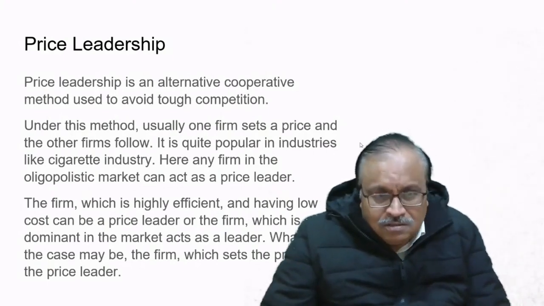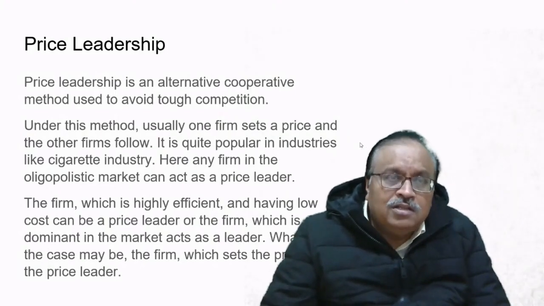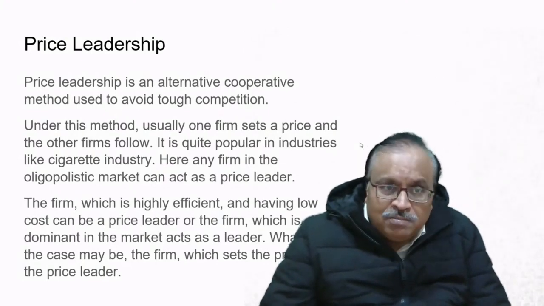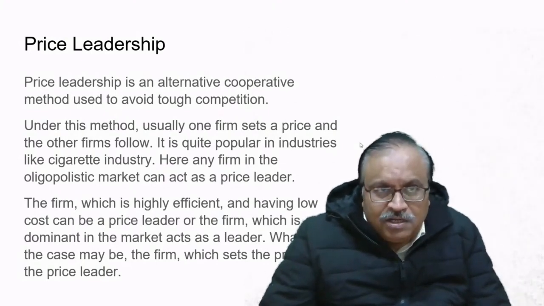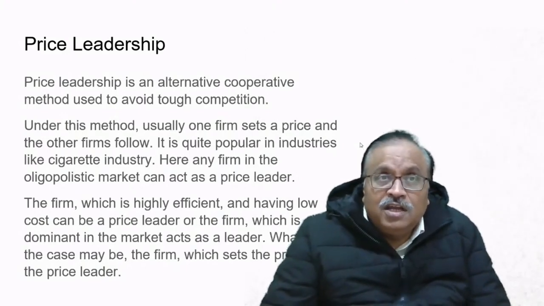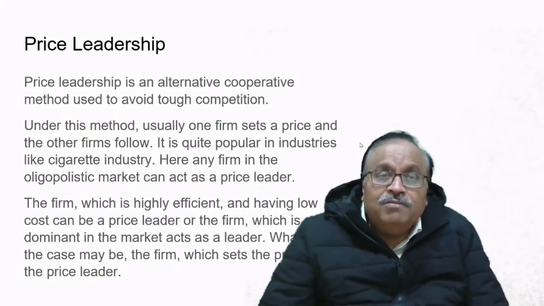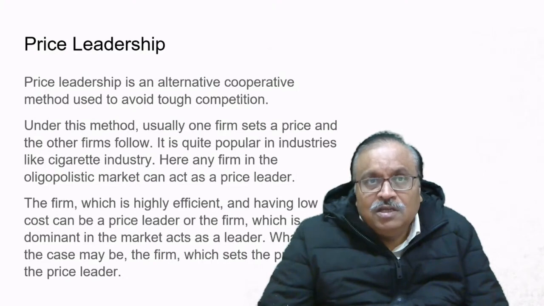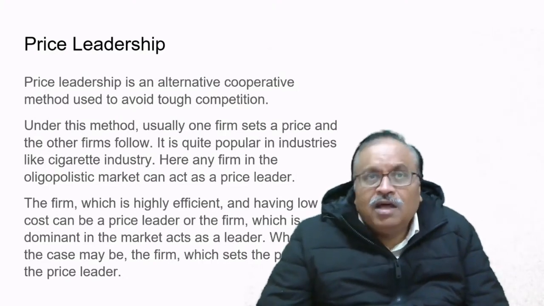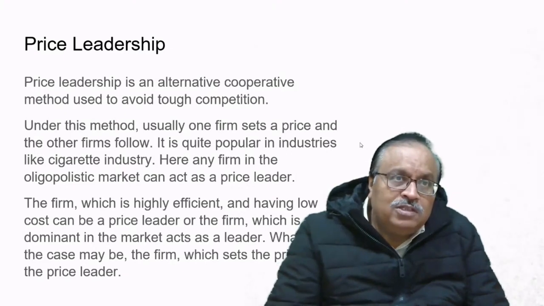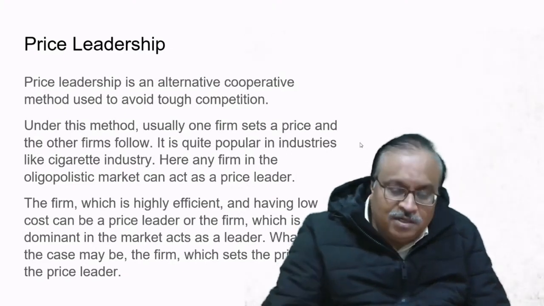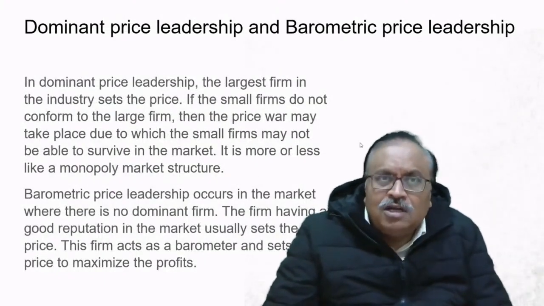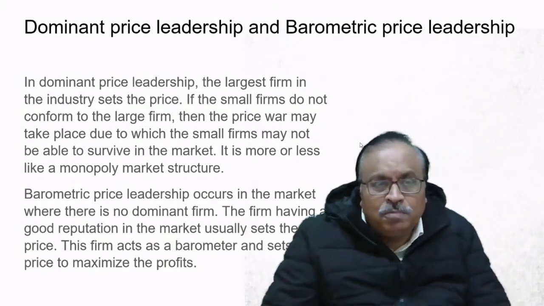Price leadership is a situation where the firm which is dominant in the market by virtue of its share dominates the price, or the firm which is highly efficient. Highly efficient means technically efficient and economically efficient, and having a low cost, it can decide the price. The moment a particular firm decides the price based on its capability, all the others follow it. So the firm which decides the price is known as the price leader. There are two main branched forms of price leadership: dominant price leadership and barometric price leadership.